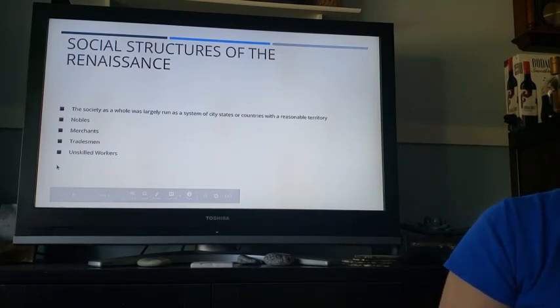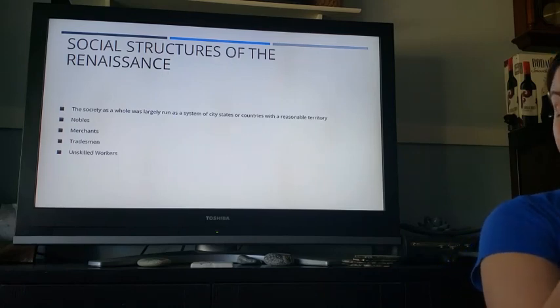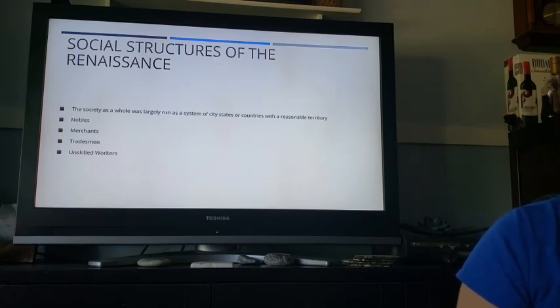So now, during the Renaissance, things are a little bit different. So a few hundred years go by, and there were some key changes within society, and this is what I want you to think of.